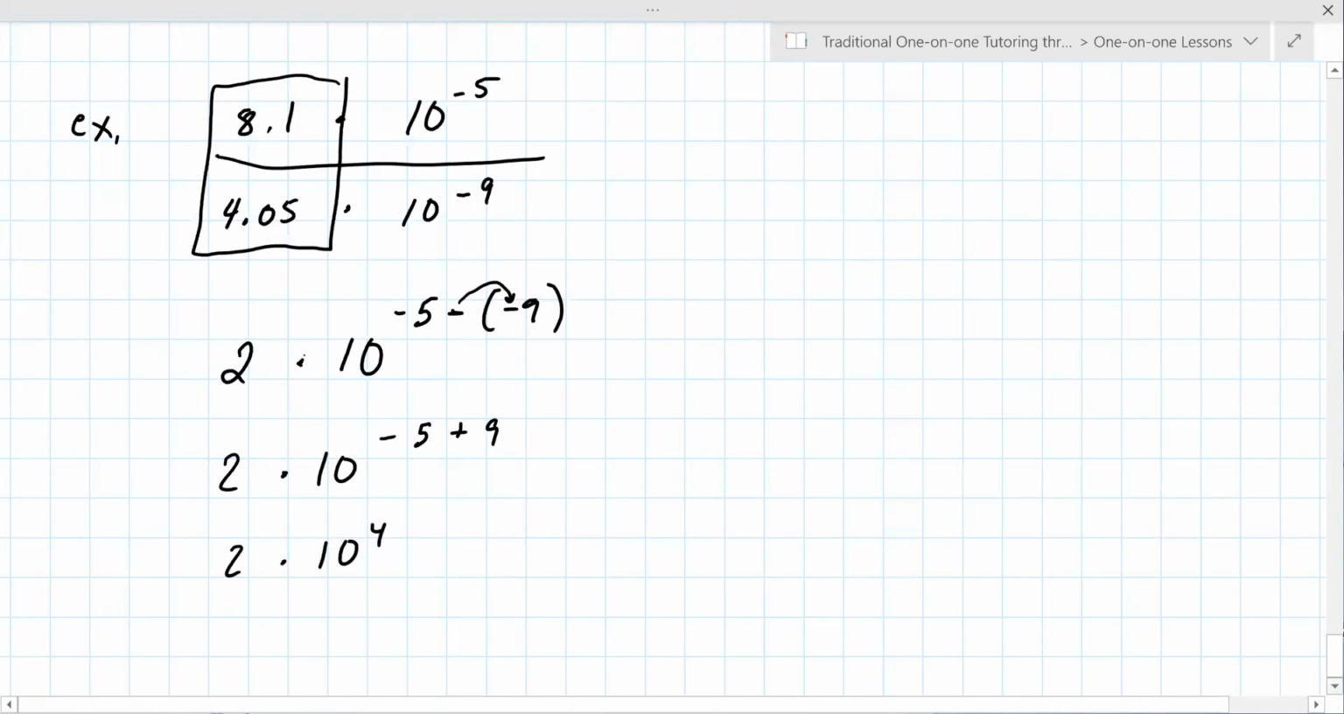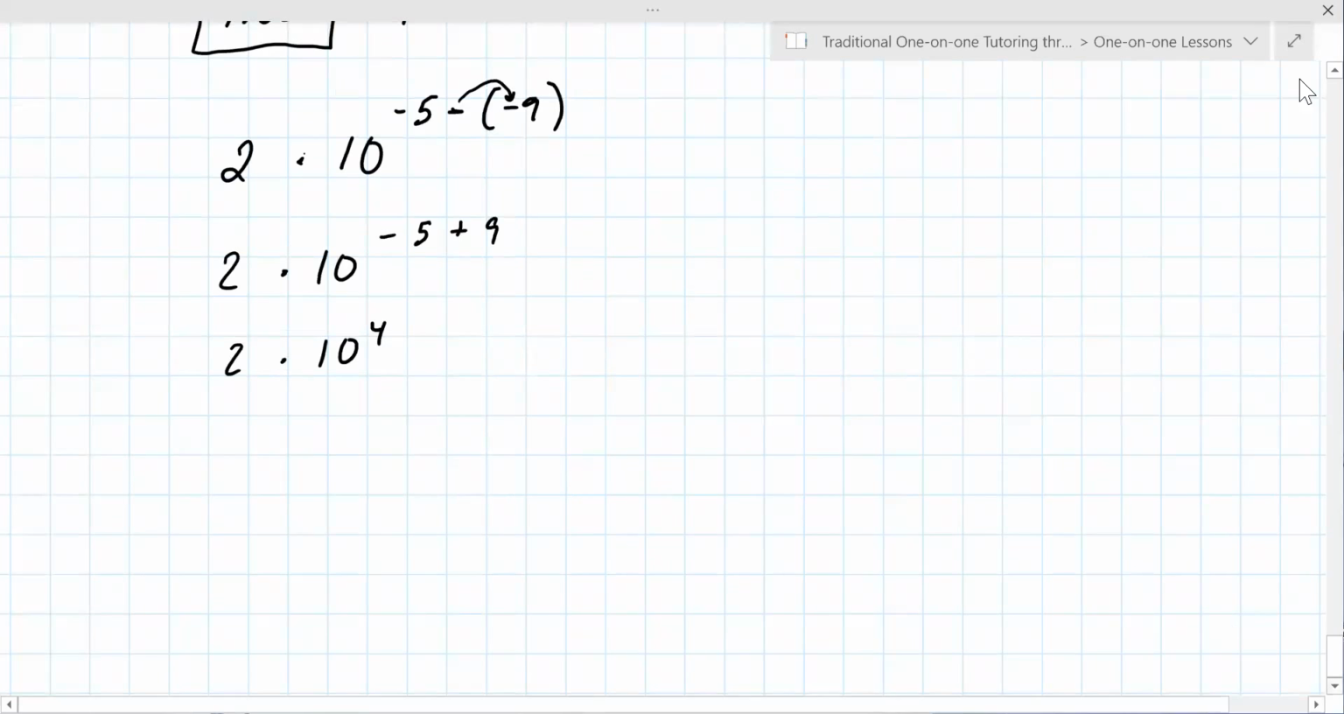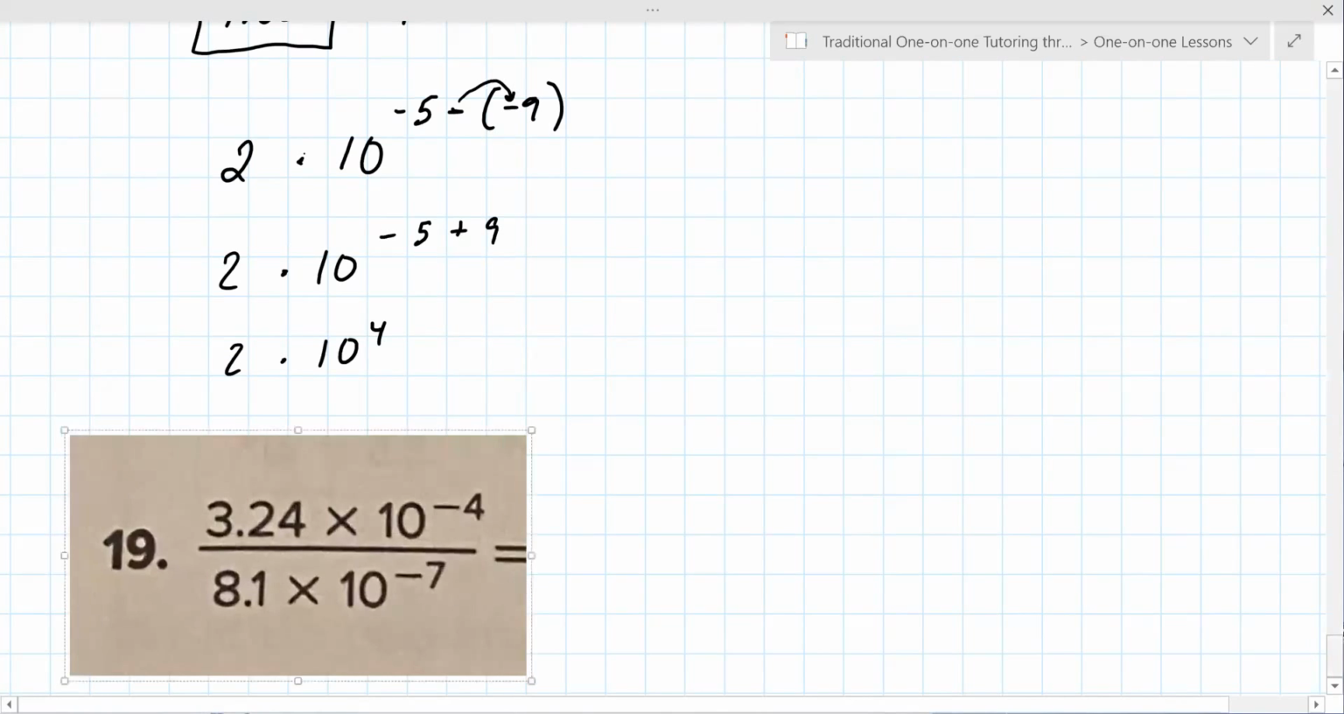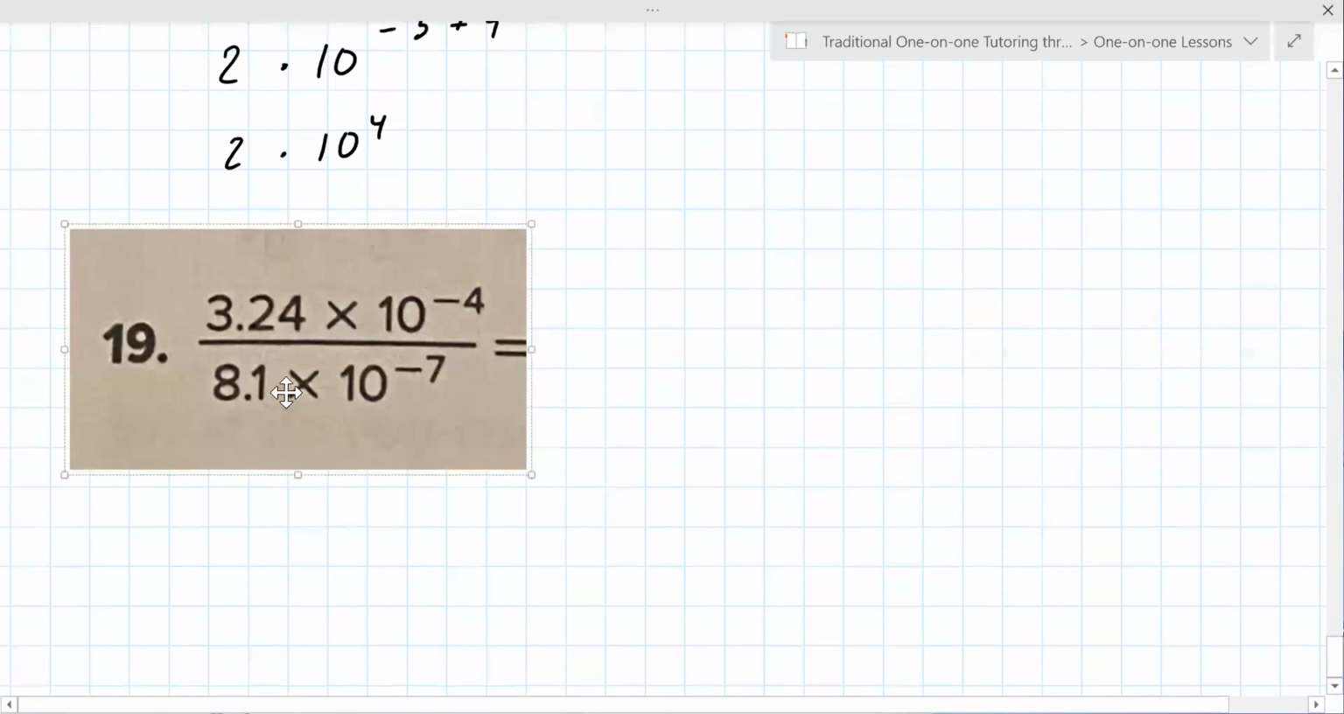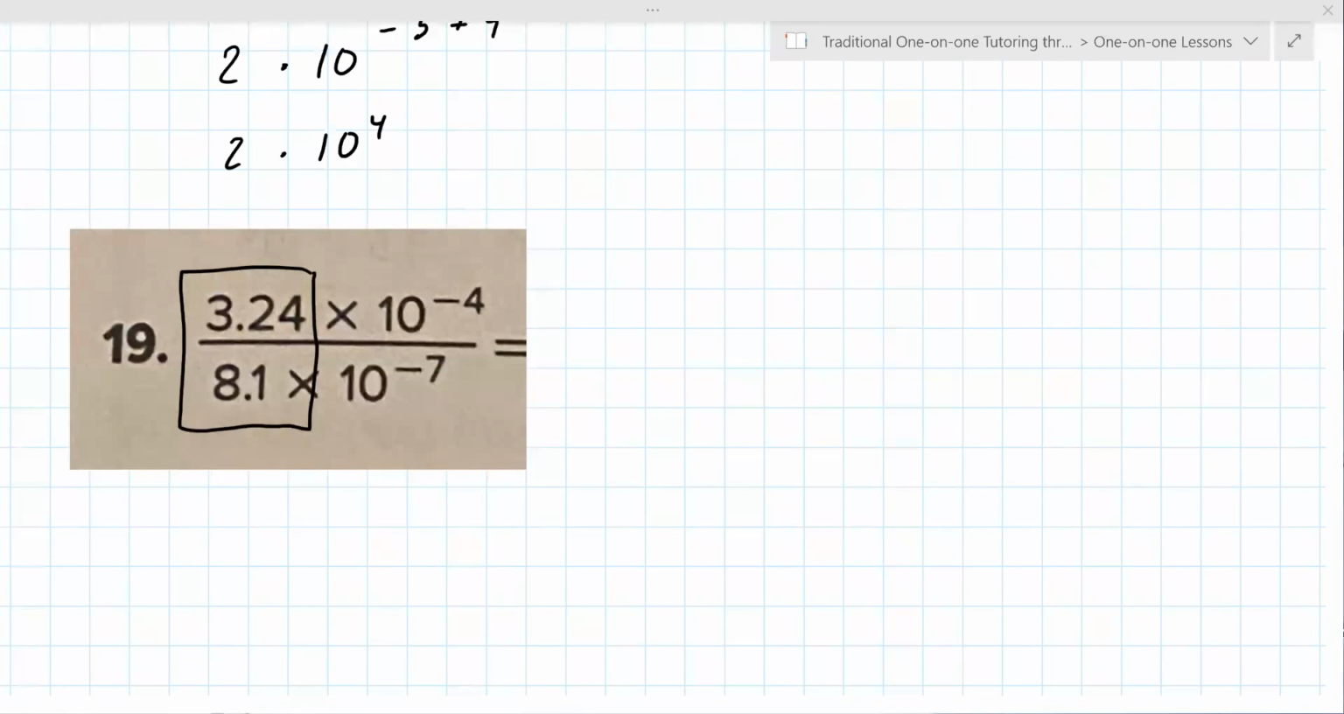Okay. All right. So we're going to do 19 just because we don't have a ton of time to do a bunch of examples here. I wish we had just a little more time. It's all the same thing. This one's slightly different. I'm actually surprised they gave it to you this way. Go ahead and punch in your calculator 3.24 divided by 8.1.